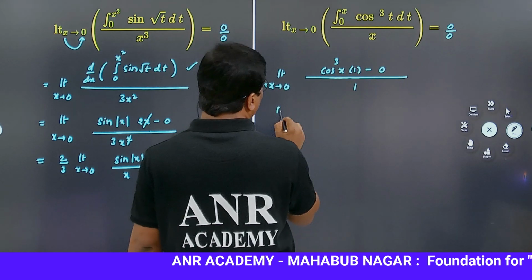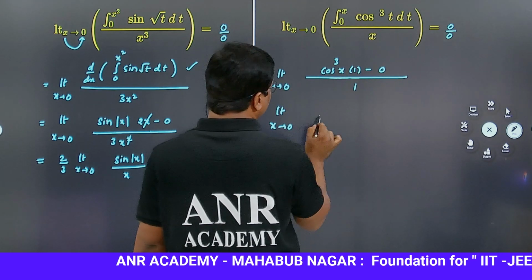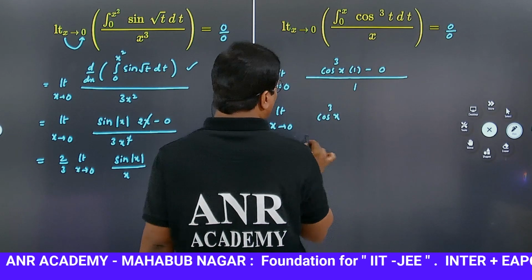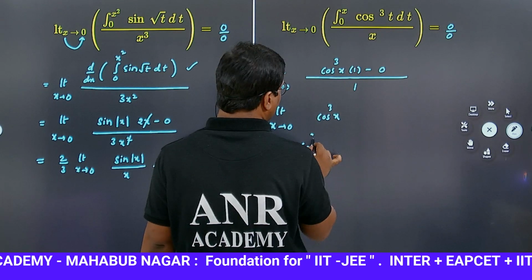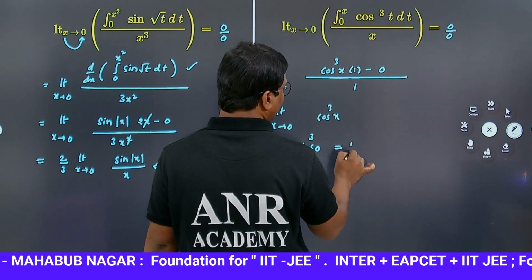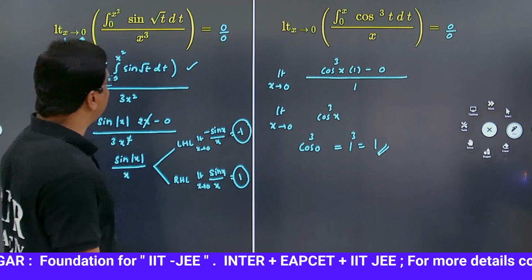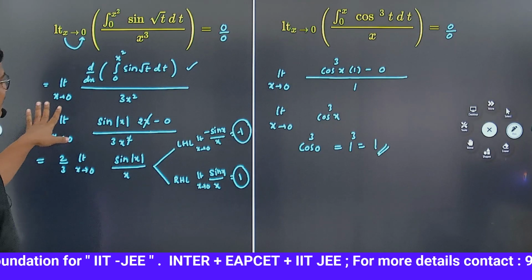Now it is limit x tends to 0, cos cube x, that's all. As x tends to 0, it is cos 0 whole cube. Cos 0 value is 1, cube is clearly 1. So here the limit value exists, and in this other case the limit value does not exist.